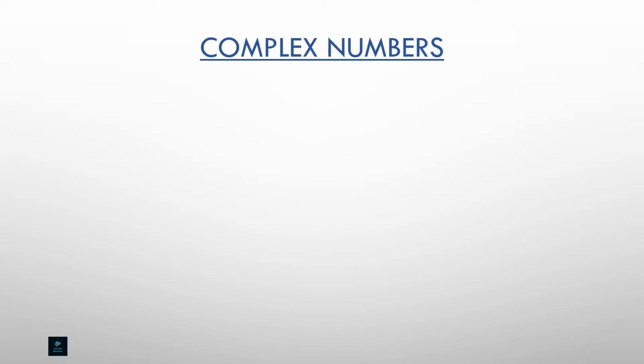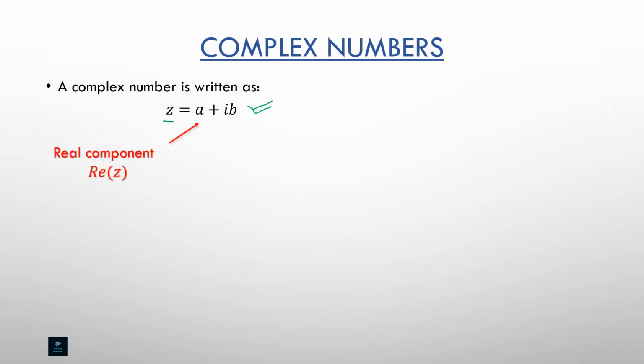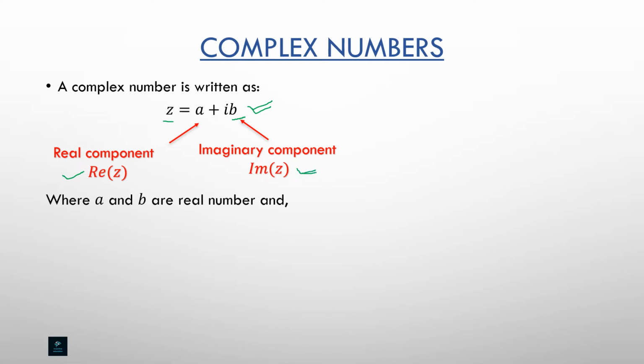Now the next question is how to write a complex number. A complex number z is written as a plus ib. The number a is the real component of the complex number, written as Re of z. The number b, which is the coefficient of i, is the imaginary component of the complex number, written as Im of z. The numbers a and b themselves are real numbers, and i is equal to square root of minus 1.